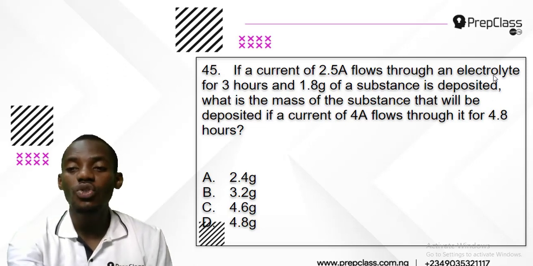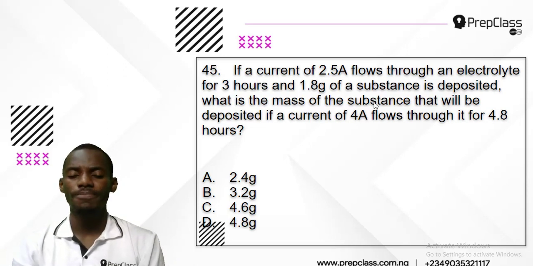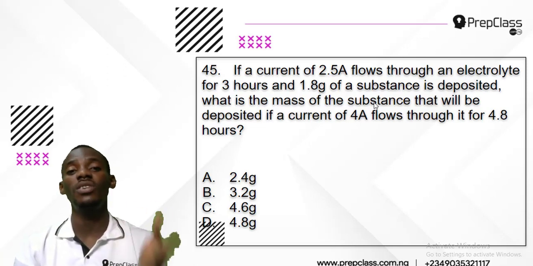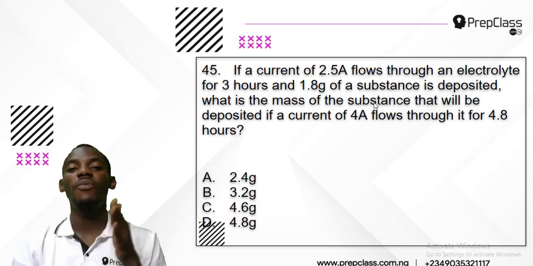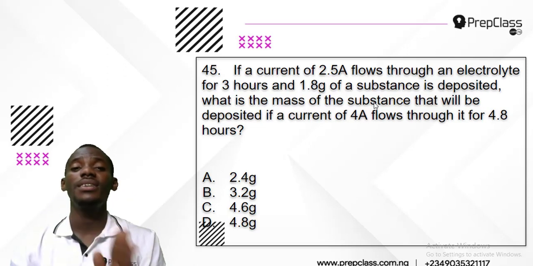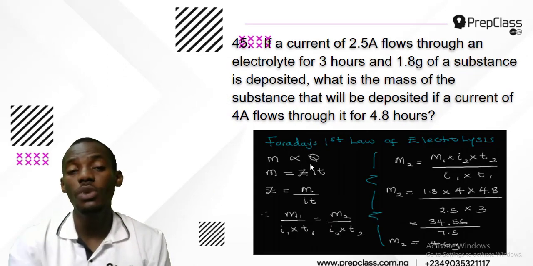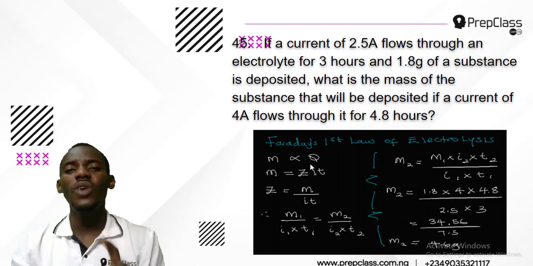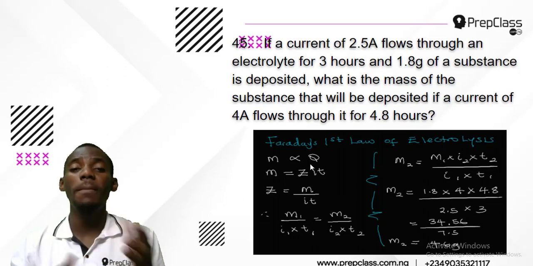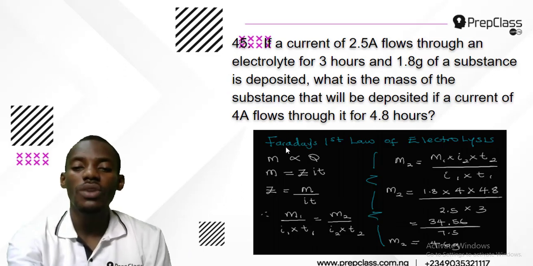You can see the question says through an electrolyte. That means it is an electrolytic question. The first Faraday's law is what physics focuses on, although chemistry focuses on both the first and second. That means you must have mastered the first Faraday's law, and that law is super simple. It is just M is directly proportional to Q. That means the quantity of electricity flowing through an electrolyte is directly proportional to the mass deposited. That's just the first Faraday's law. Now I will use that formula to answer this question.